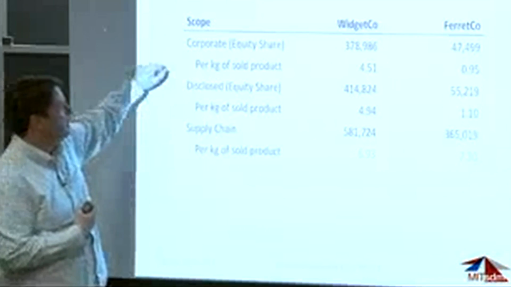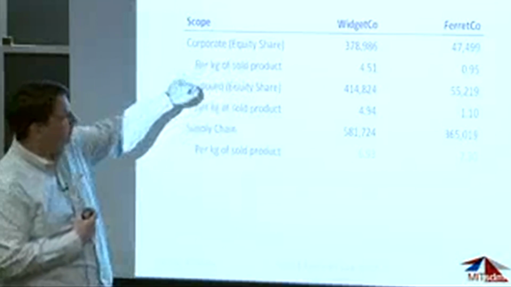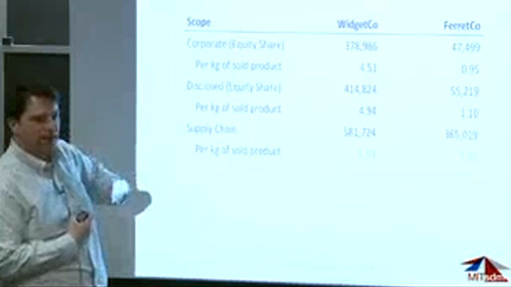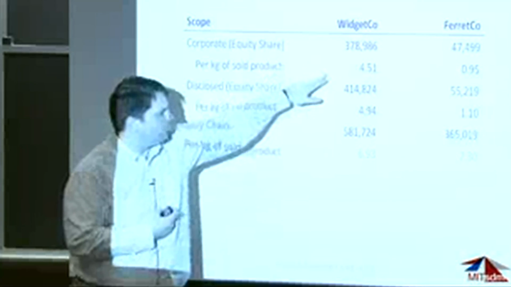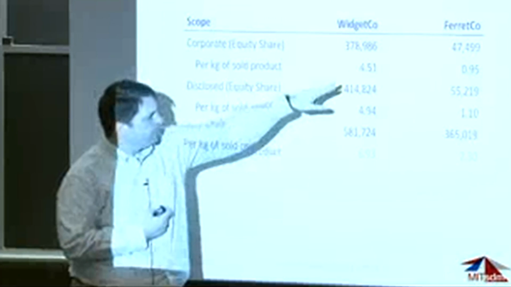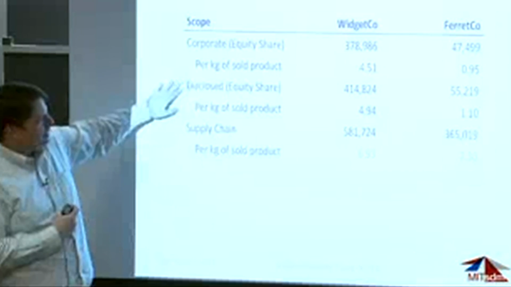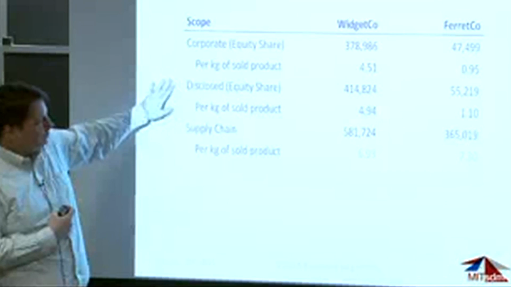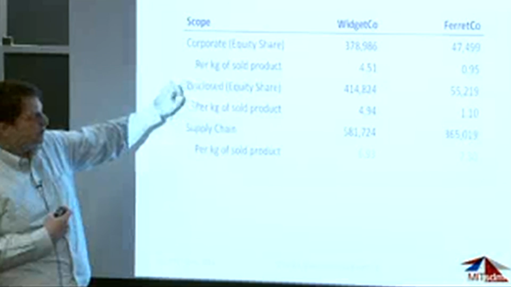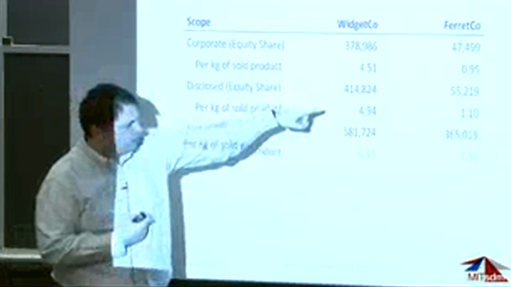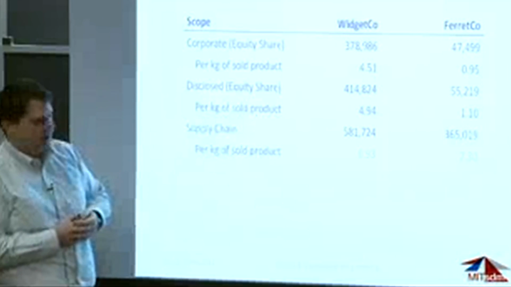So I did it at the smallest level, the corporate level, which is down into that 370-some-thousand-ton level. If Widget Co does that, it's 4.51 per unit. Ferret Co's is about 48,000 and 0.95. This is what was publicly disclosed, where I was going to include the equity share of what goes on in Shanghai. Ferret Co, that's their disclosed number that included some of those scope 3, and that's what I gave you in the case.